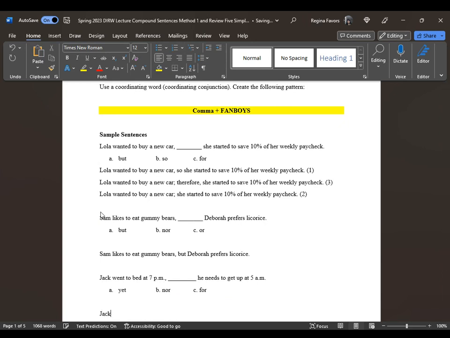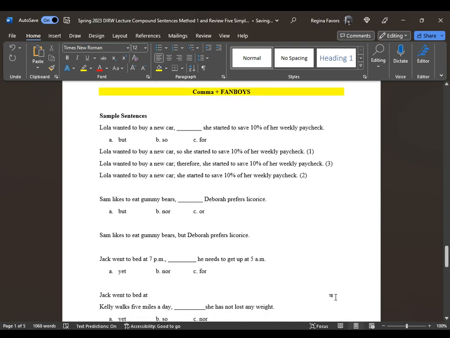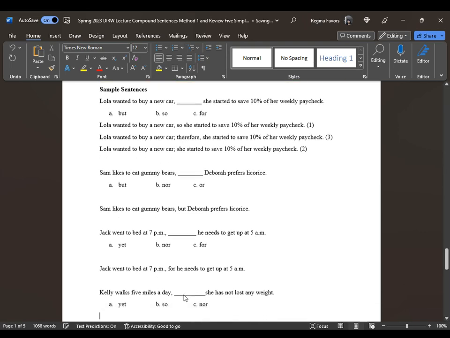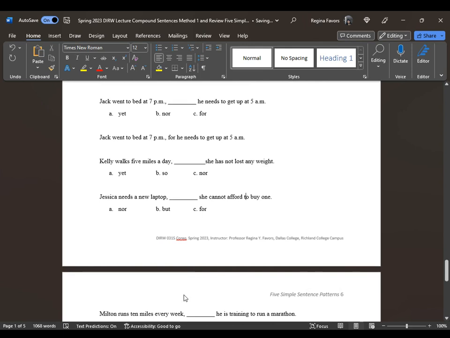Okay. Jack went to bed at 7 p.m., comma, he needs to get up at 5 a.m. And so for this, we couldn't use yet he needs to get up at 5 a.m. or nor he needs to get up at 5 a.m. So it has to be for he needs to get up at 5 a.m. Meaning that's a reason why he went to bed at 7 p.m.